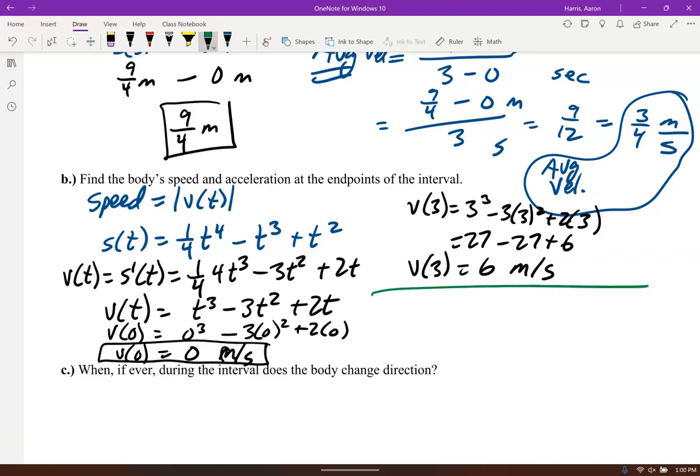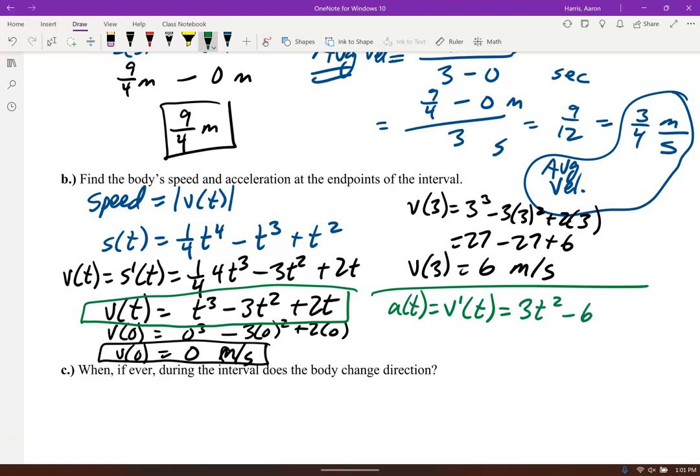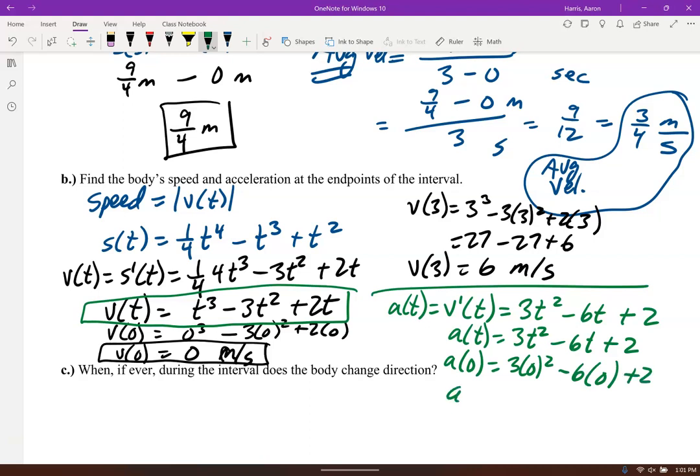Now we also want the acceleration at the endpoints. Well, here's our velocity function right here. So to find acceleration, I'm going to have to take that derivative of v of t. So t cubed, that's 3t squared, minus 3t squared, so minus 6t plus 2. There's our acceleration function. Find it at the endpoint, so at 0. Acceleration at 0 seconds is 2. This will be in meters per second squared. Remember, position's meters, velocity would be meters per second, acceleration would be meters per second squared, right?